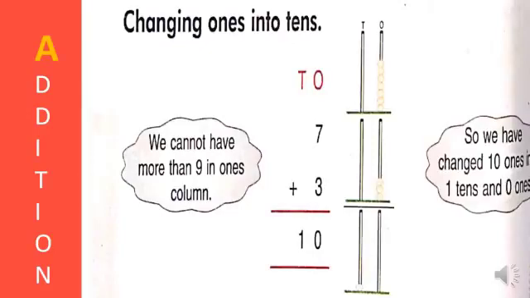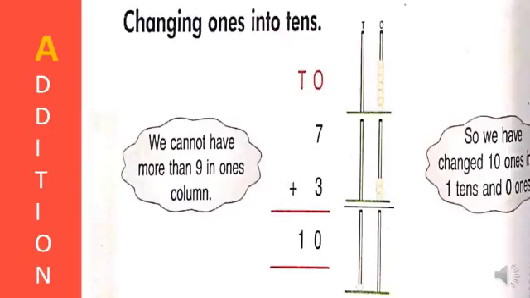See here 7. Here they drawn 7 beads. For 3, here they given 3 beads. Okay, we should count. 7 is the bigger number, so you should keep 7 in your mind, 3 in your hand. Okay, 7 plus 3 will get the answer 10.